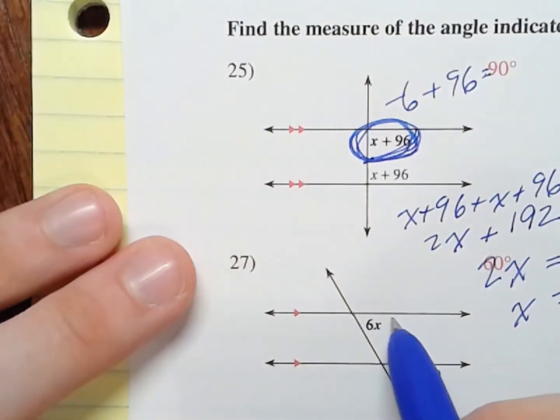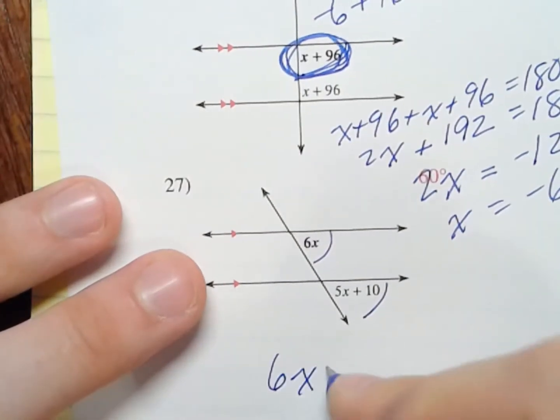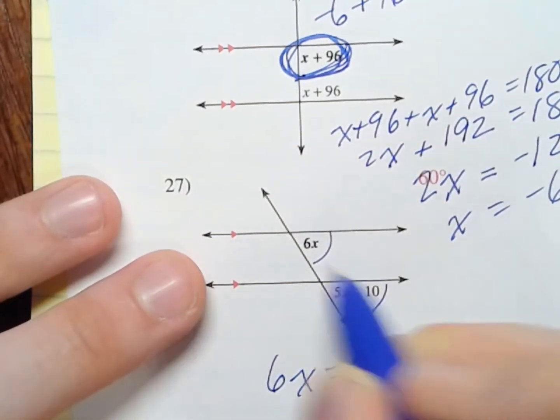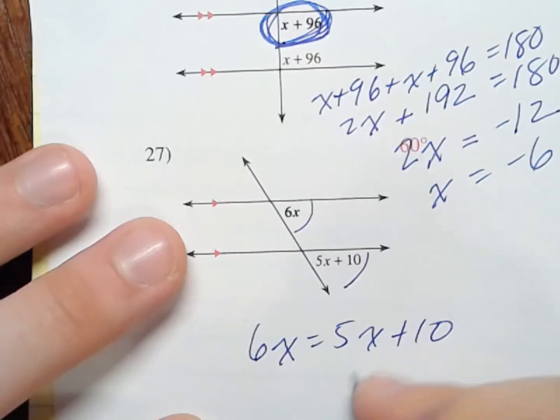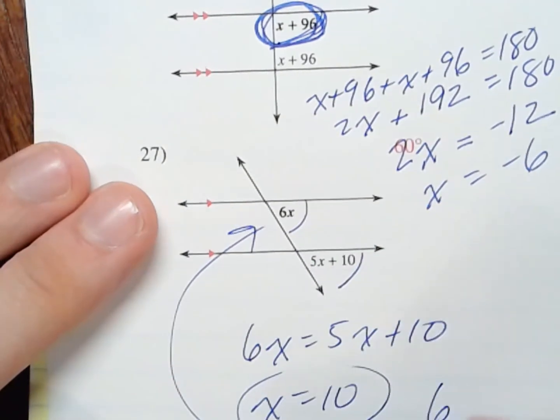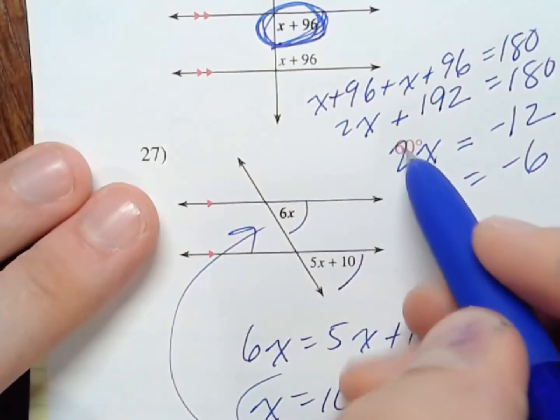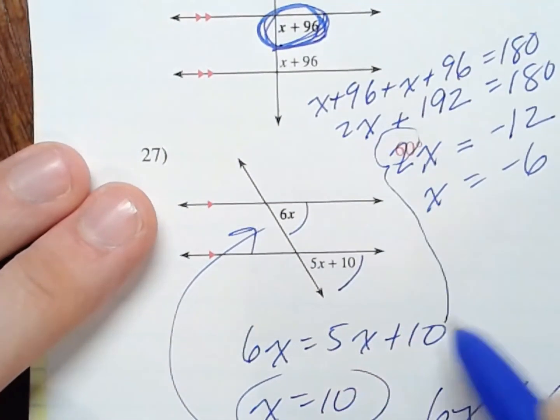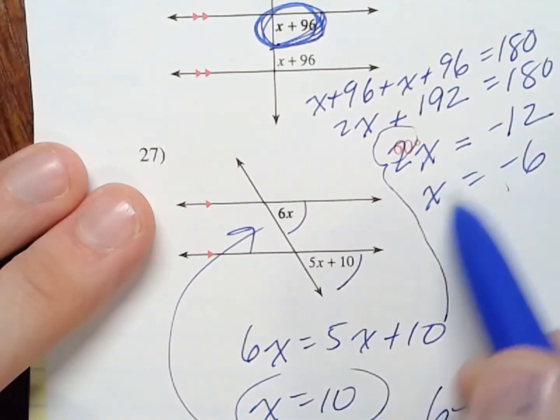These are corresponding, so they're going to be congruent here. And so 6x equals 5x plus 10. The 6x is the one indicated in bold. If we subtract 5x, we'll just get x equals 10. And so then plugging this in right there, 6x equals 60, which was the answer right there. I've just covered it up with that 2.